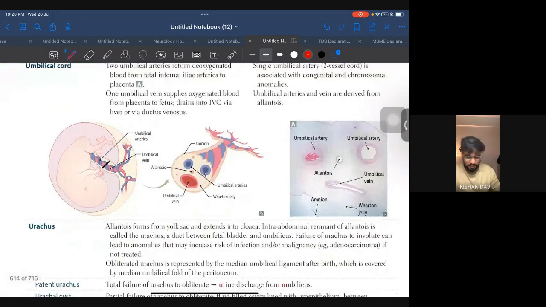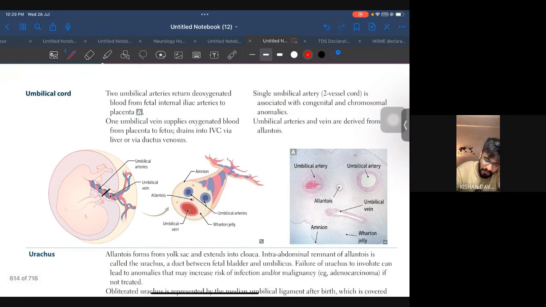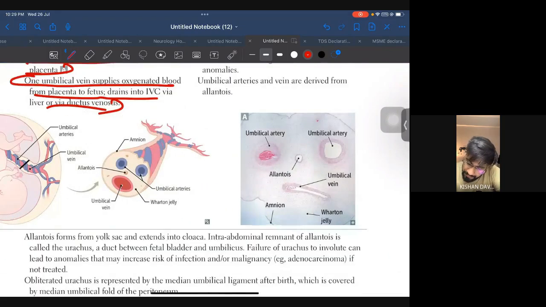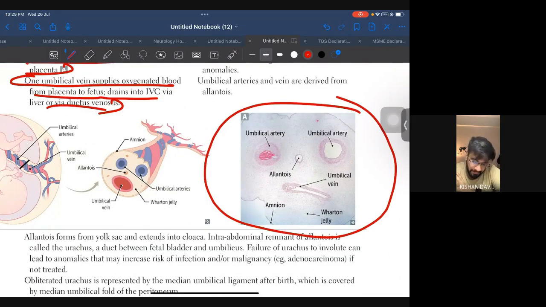Moving ahead, umbilical cord. From here, the actual embryology starts. So many questions will be coming from here. Okay, just a minute. This line is important. Two umbilical arteries return deoxygenated blood from fetal internal iliac arteries to the placenta. One umbilical vein supplies oxygenated blood from the placenta. This information is important. So if you can, try to remember this diagram.